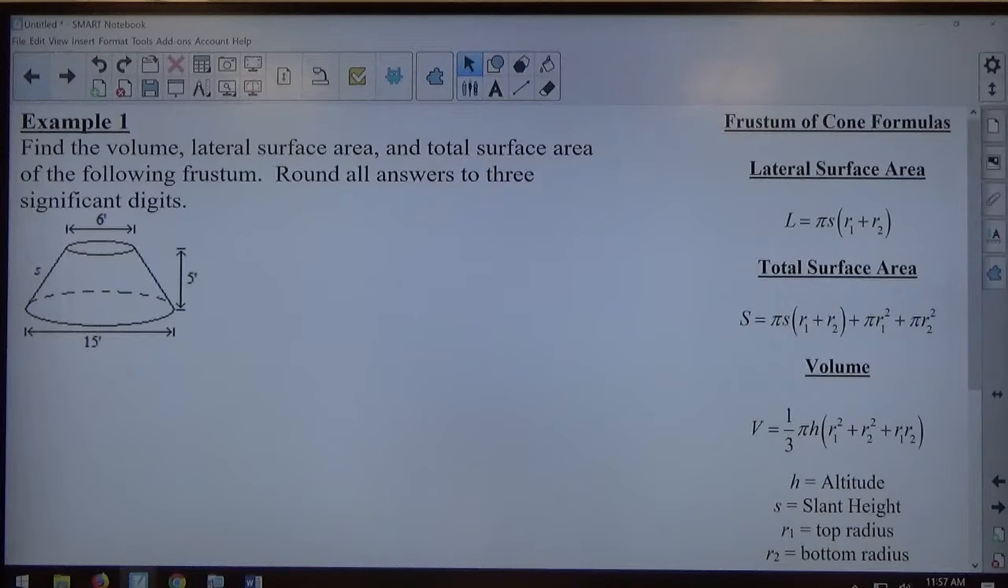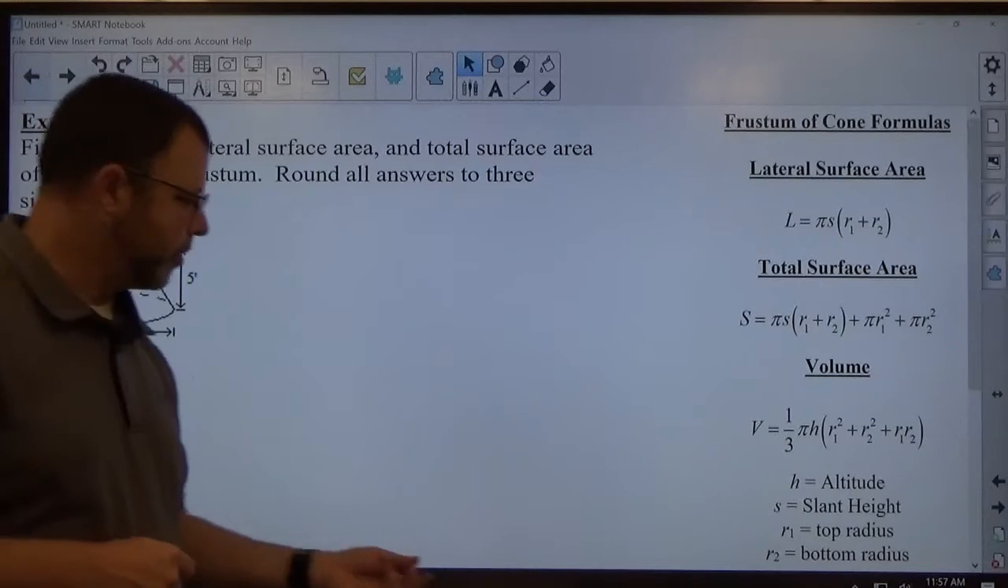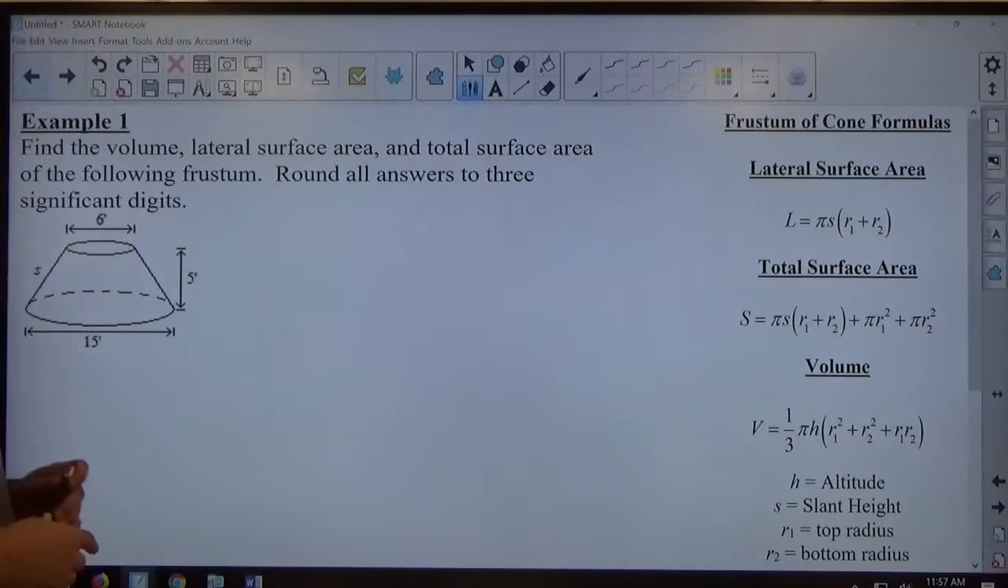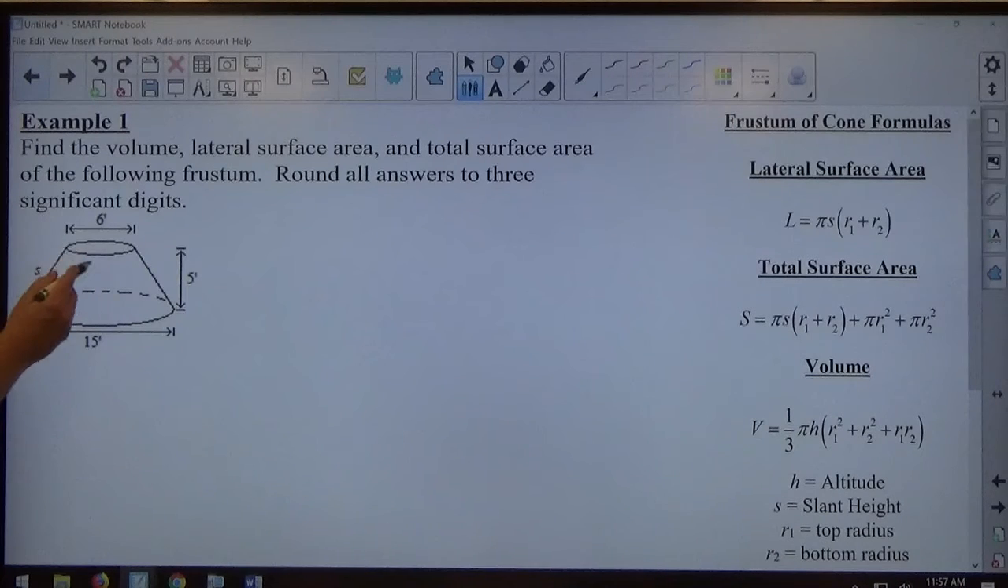And today we're going to deal with the frustum of a cone, which basically, if you take what we did yesterday, the cone, chop the top off, now you've got the frustum of a cone. It has a top circle and a bottom circle that both have a radius. It's got a slant height, and it's got a normal height. So those are the units that we need to figure out.